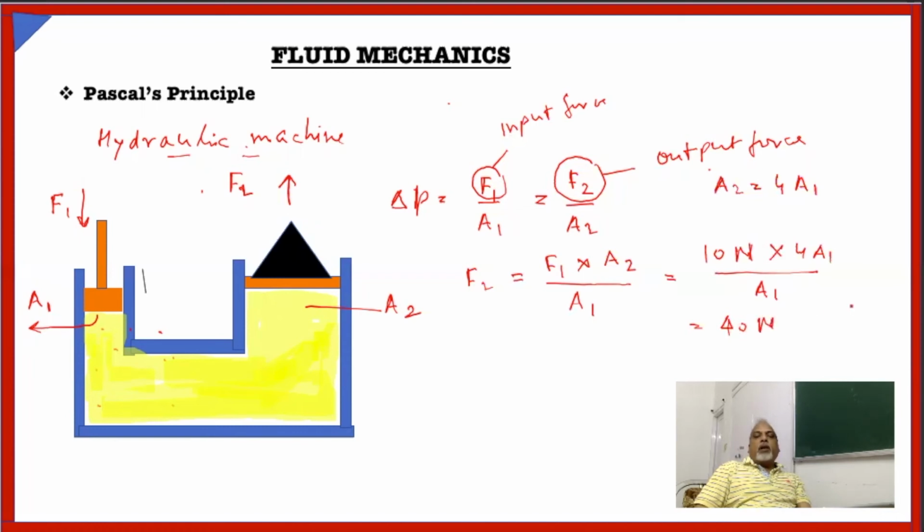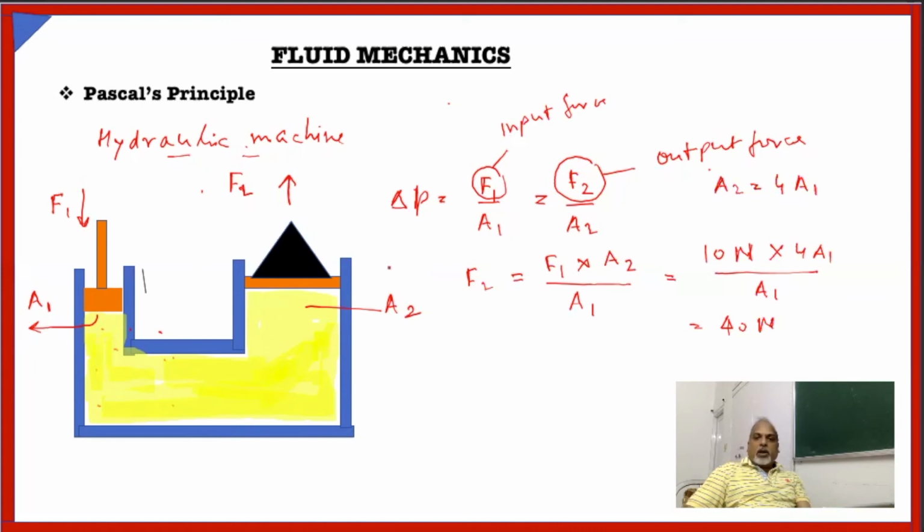So here what is happening? You are applying a lesser force, but you are getting a greater force as an output force. So suppose heavy machinery is there, or a car is there, or anything which is very heavy. If you want to lift it, then you can use this hydraulic machine. You can apply a small force and you can lift the bigger heavy weight.